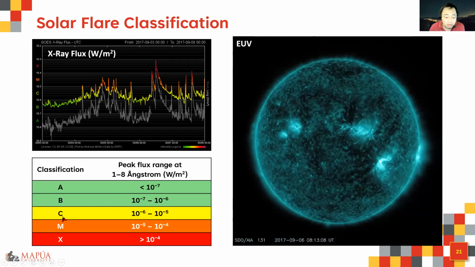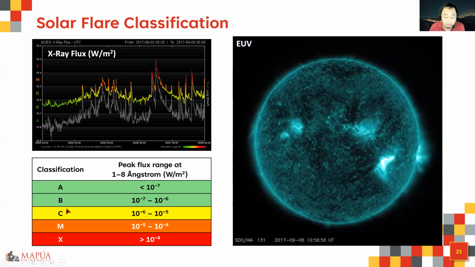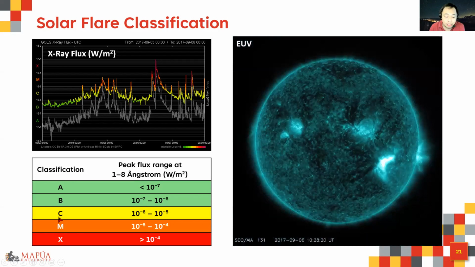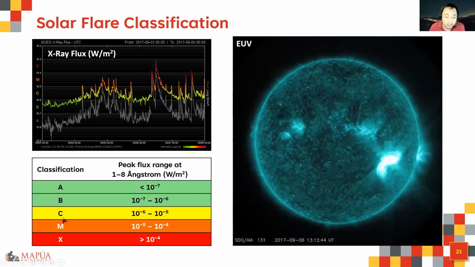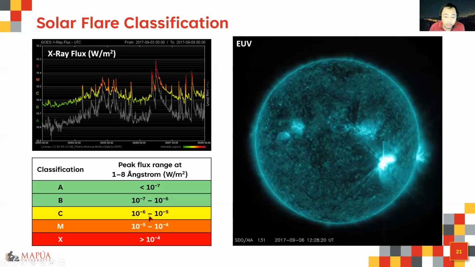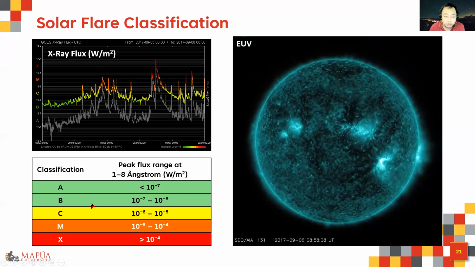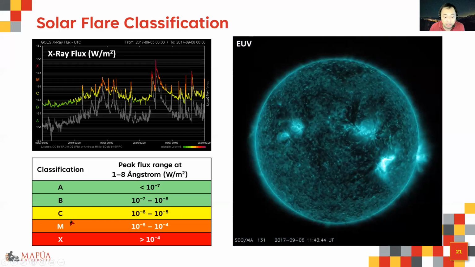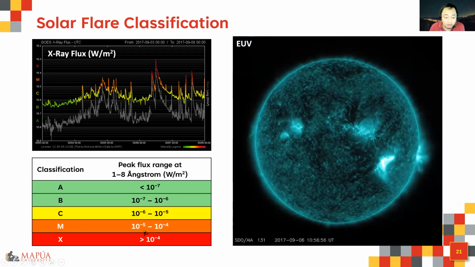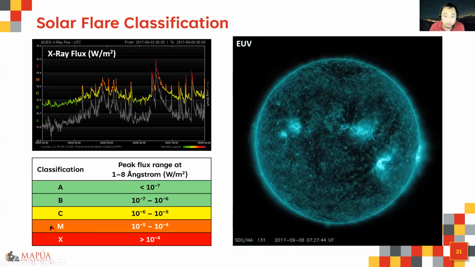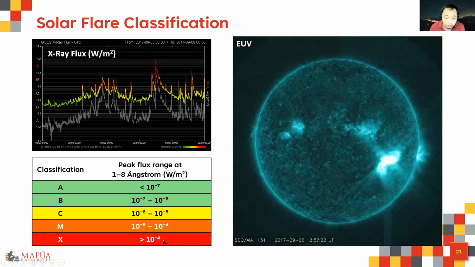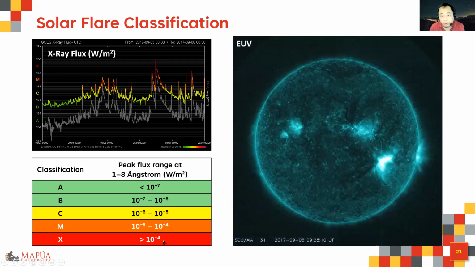Okay, increased activity may be considered to be a flare already, but again, we have to observe it together with this picture. But if there is a brightening in the X-ray flux of about 10 to the negative 6 to 10 to the negative 5 watts per square meter, that's already a C class flare. One order higher is 10 to the negative 5 to 10 to the negative 4. That's already an M class. That's a major flare already. And an X class is anything above 10 to the negative 4.